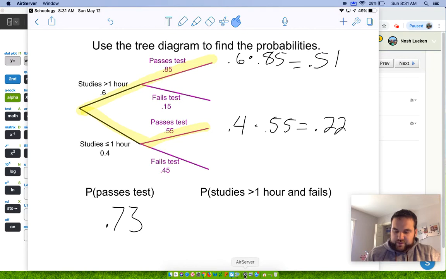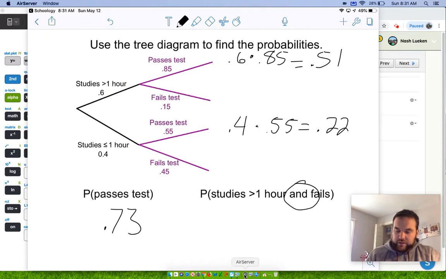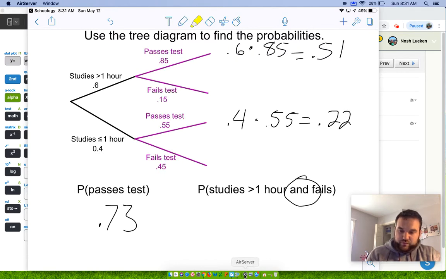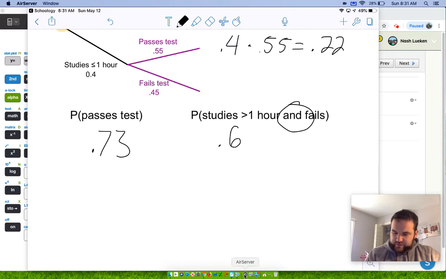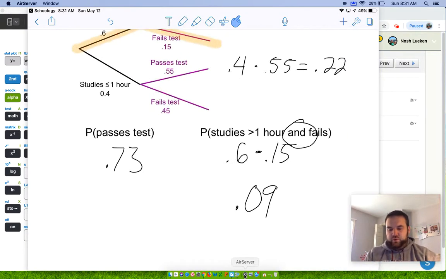What is the probability that they study greater than an hour and fail? So again, if you see the word and, normally that means multiply. And in a tree diagram, that holds true because I'm going to study greater than an hour but still fail the test. So it's going to be 0.6 times 0.15, that's going to be 0.09. So there's a 9% chance of choosing someone who studied greater than an hour and failed the test.